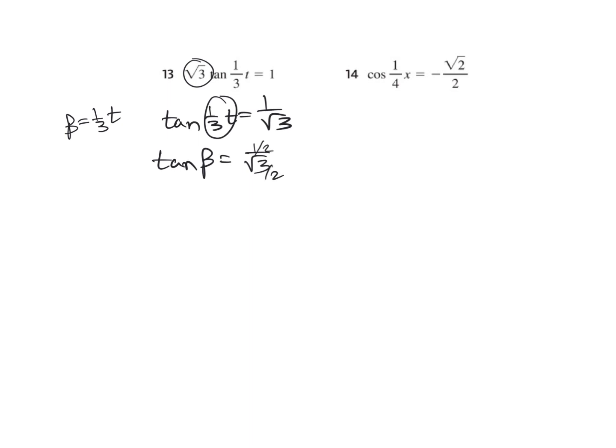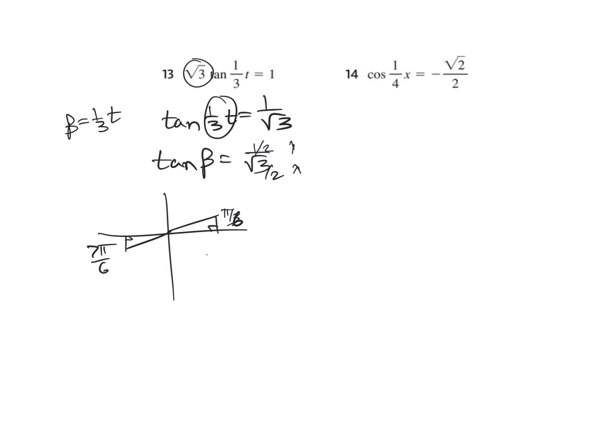So divide them by 2. So you have a short leg over a long leg. Tangent is y over x. So y is the short leg and x is the long leg. So you have pi over 6. And you also have 7 pi over 6 over here.